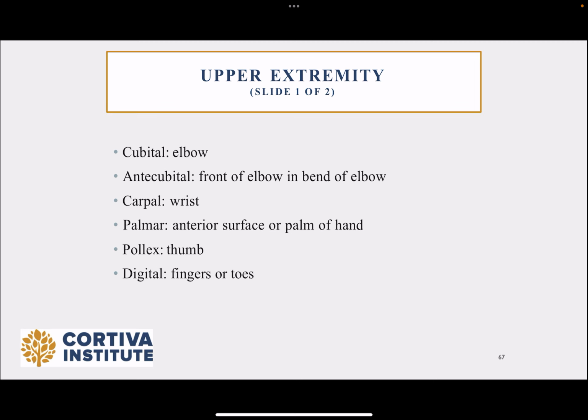Cubital is going to refer to your elbow. Antecubital, right? So the front of the elbow, anterior cubital. The carpal is your wrist. The palmar is your palm. The pollex is your thumb. The digital are the fingers or the toes. So give me your digits. How are you going to dial your digits on my phone? With your fingers.